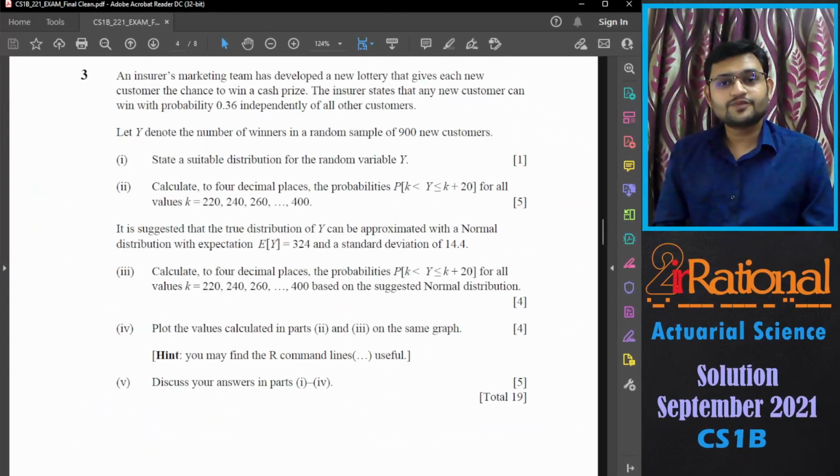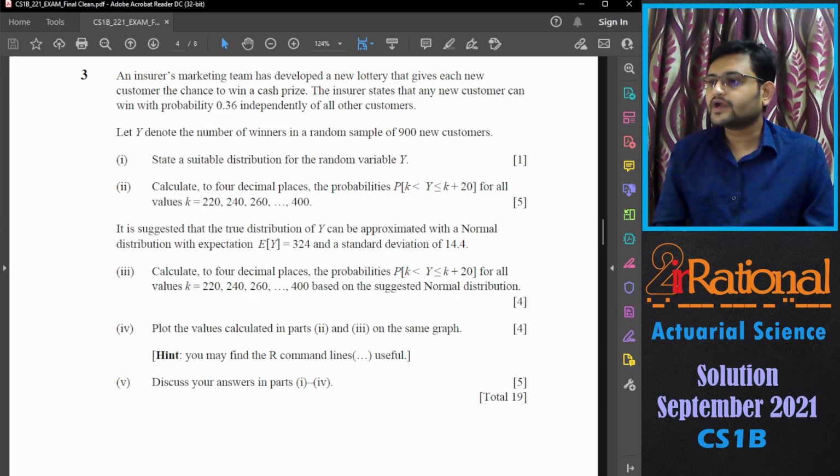Now let's read question number 3. An insurer's marketing team has developed a new lottery that gives each new customer the chance to win a cash prize. The insurer states that any new customer can win with probability 0.636 independently of all other customers. Let Y denote the number of winnings in a random sample of 900 new customers. State a suitable distribution for the random variable Y. Clearly, it's going to be a binomial distribution.